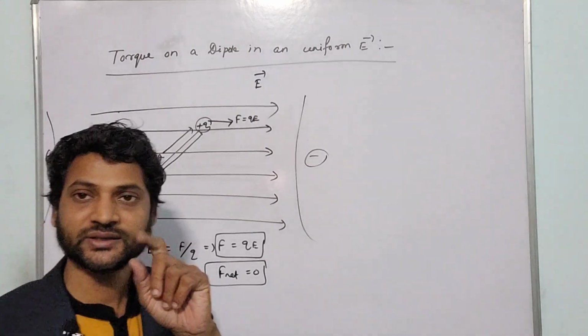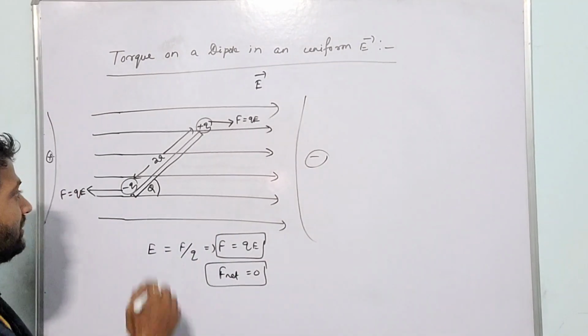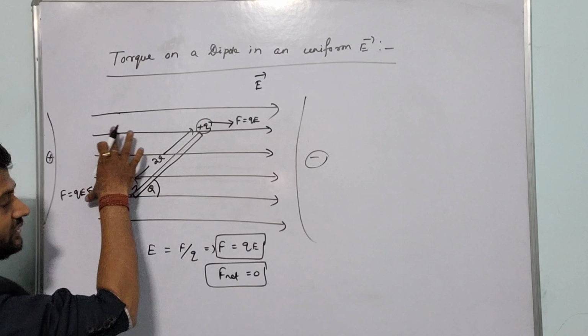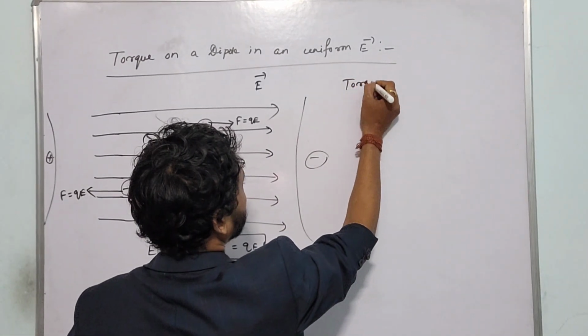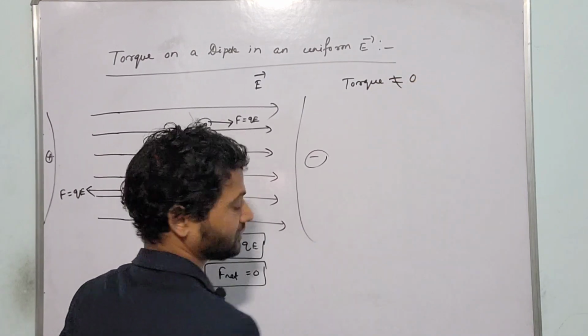But net torque is not 0. Why? Because two equal and opposite forces act at different arms. So we'll be getting a torque. So we can write here torque is not 0. Why is it not 0?